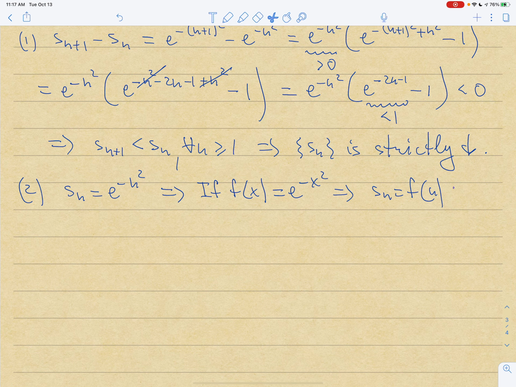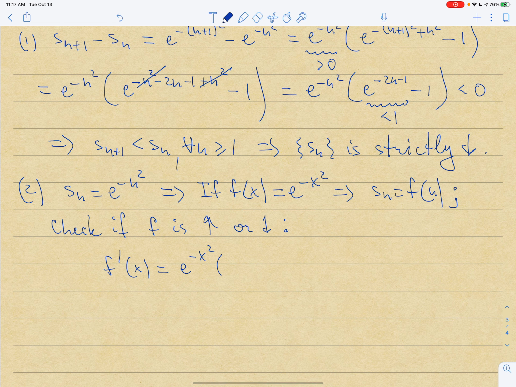All right, so we're going to check if f is increasing or decreasing. How can I do that? Now, f is a continuous function, not a function of a discrete variable. So then I can take its derivative. F prime of x is going to be e to the minus x squared, by the chain rule, times minus 2x. So minus 2x e to the minus x squared.